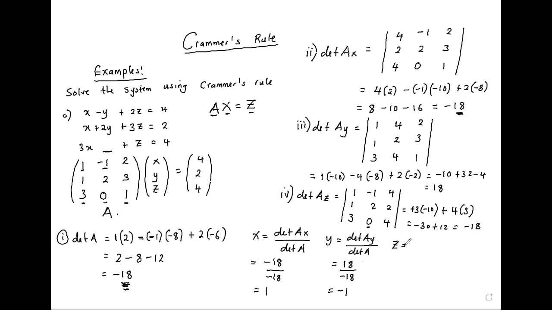Again, z is determinant AZ over determinant A. Determinant AZ is negative 18, this one here, over negative 18 from here, giving us positive 1. And that's where matrices end.